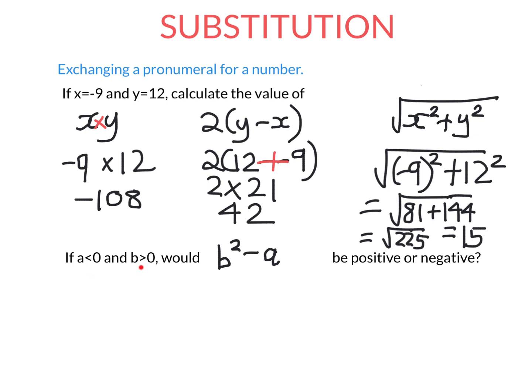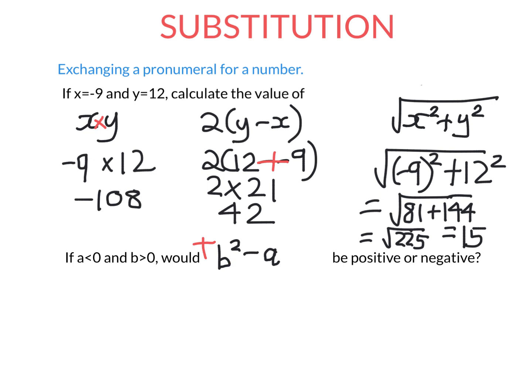All right, let's try this question here. If a is less than 0 and b is greater than 0, would b squared minus a be positive or negative? So note, this is a shorthand way of saying a is negative. This says b is positive. So if a is negative and b is positive, would b squared minus a be positive or negative? Well, here we have two terms. Let's look at them individually. So b squared is always going to be positive. You can't square a number and get a negative.